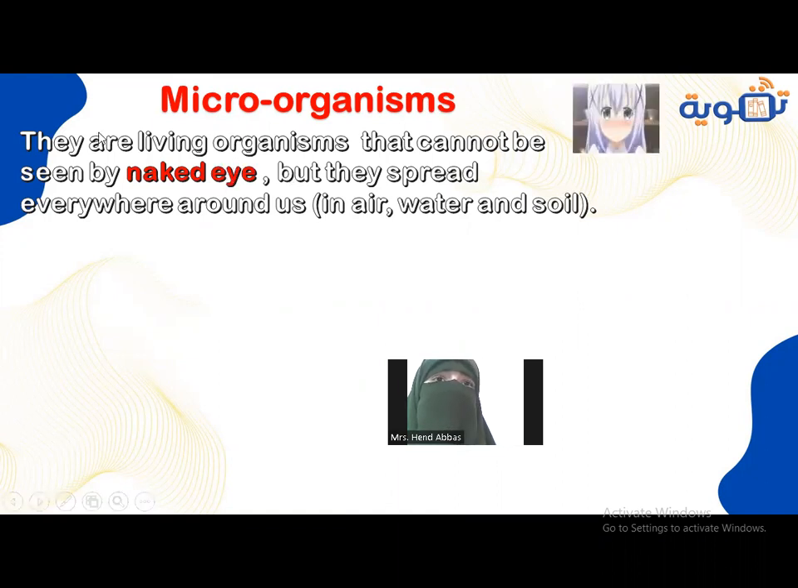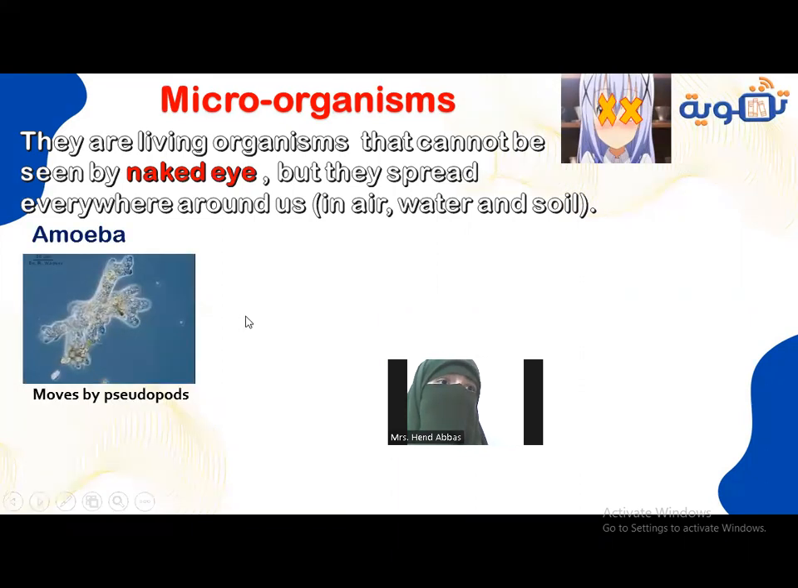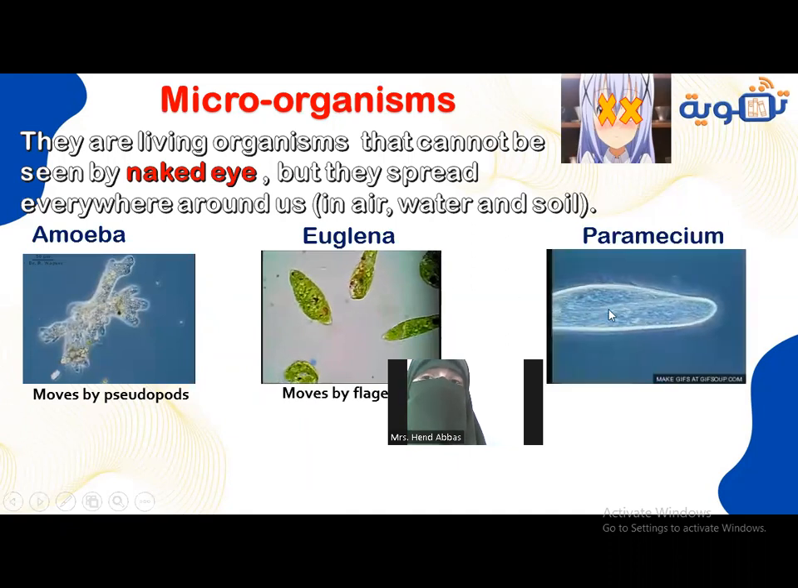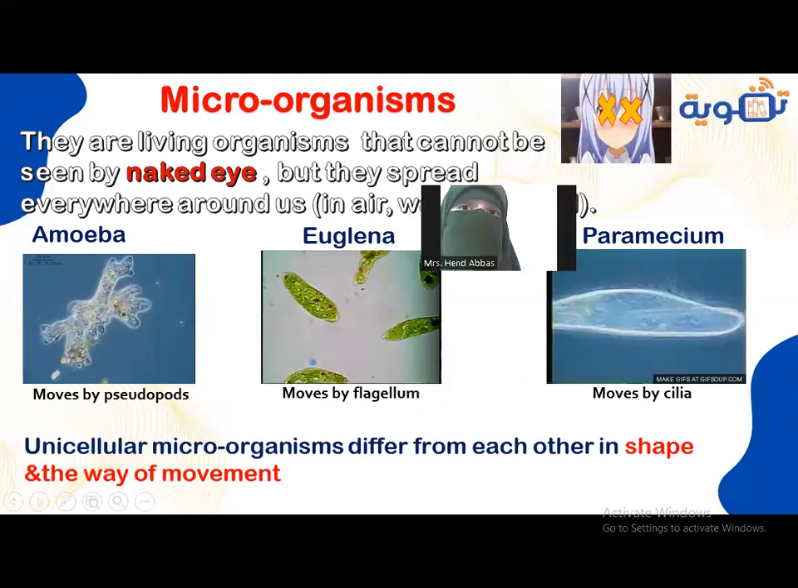Microorganisms are very small living organisms. Can we see them with our naked eye? No, we can't see them with our naked eye, but they spread everywhere in air, in water, and in soil. We have 3 examples of microorganisms: amoeba, which moves by pseudopods, euglena, which moves by flagellum, and paramecium, which moves by cilia. The microorganisms differ from each other in their shapes and in their way of movement.